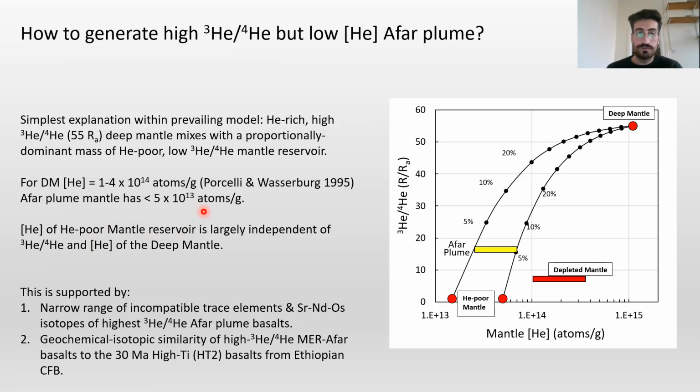So this is supported by a narrow range of incompatible trace elements and strontium, neodymium, osmium isotopes of the highest helium-3/helium-4 Afar plume basalts. And this is also supported by geochemical isotopic similarity of high helium-3/helium-4 main Ethiopian rift Afar basalts to the 30 million years old high titanium HT2 basalts from Ethiopian continental flood basalts.